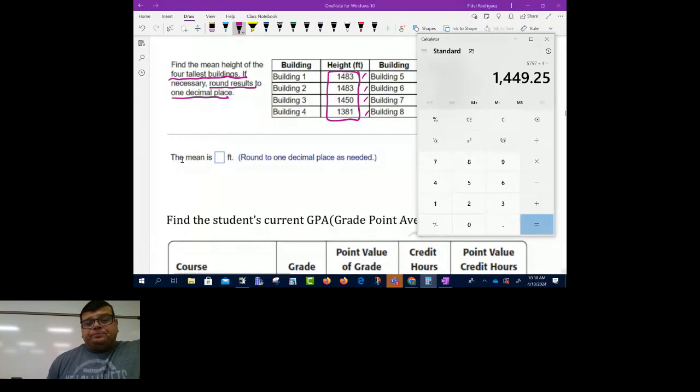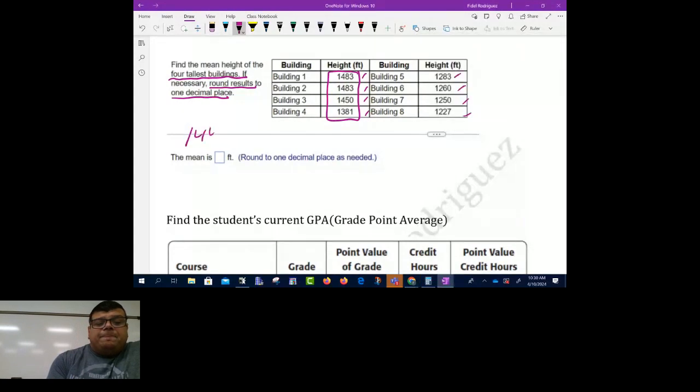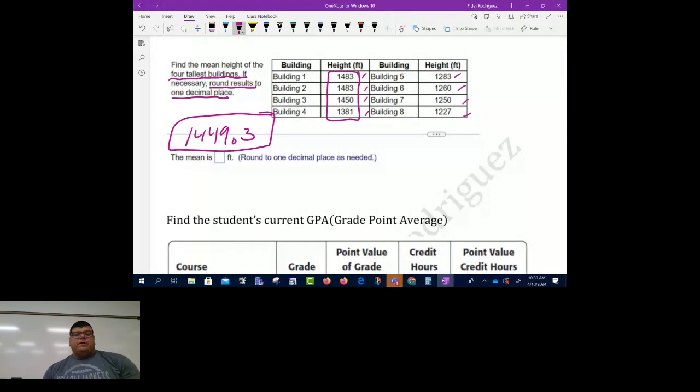Okay, so y'all, right here it does say round to 1 decimal place. So y'all, the next thing we need to ask ourselves is, are we going to write 1449.2 or 1449.3? Now, remember, y'all, we talked about this yesterday. If that number right there is a 5 or bigger, then this number gets bumped up by 1. So then my answer here, y'all, is going to be 1449.3. Okay, boom. And there we go. Okay, cool.